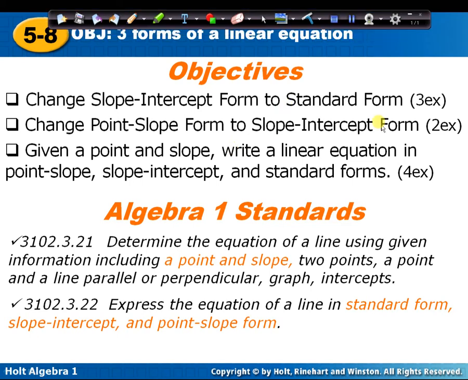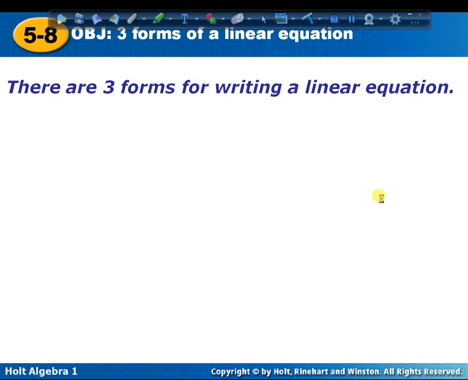Alright, today's lesson is 5-8, and our objectives for today are to be able to change slope-intercept form to standard form, change point-slope form to slope-intercept form, and given a point and slope, write a linear equation in point-slope, slope-intercept, and standard forms. So basically we're just changing the way things look today into different forms.